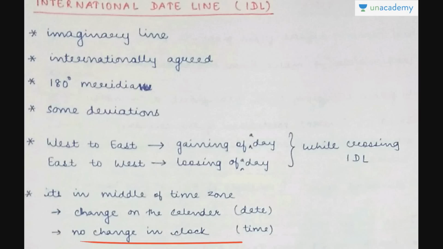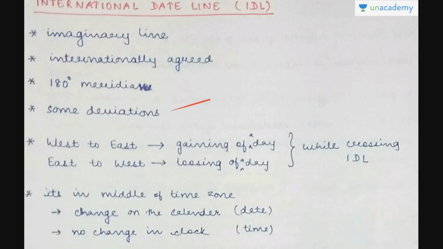Why so? Because if this is the time zone, we have already done that the earth is divided into 24 time zones of 1 hour each. So if this is the time zone, the IDL is located in between that time zone. So the zone is same, so the time remains same, but the date changes. As you cross this line, there is a change in the date. How this happens, I will show you.